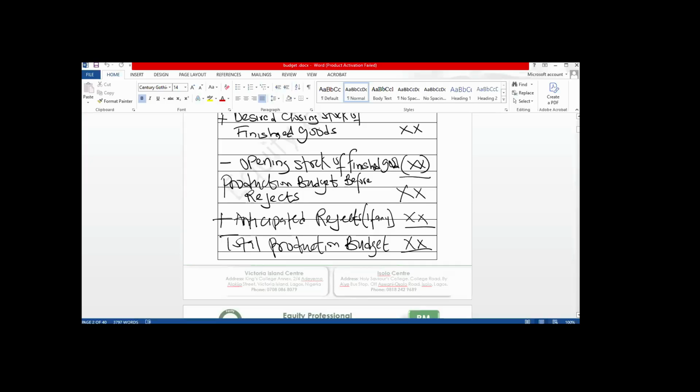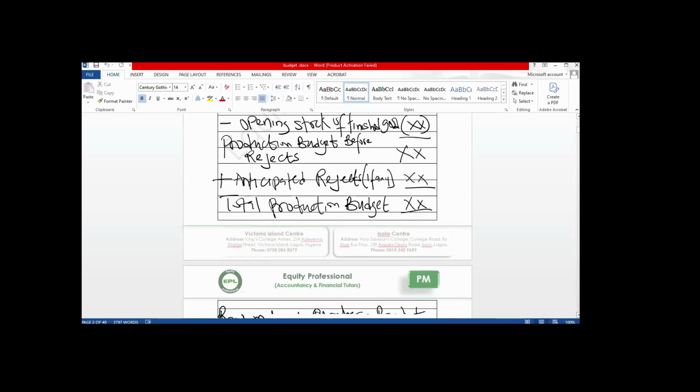We explained that rejects are items produced that are below standard. Some substandard outputs will be thrown into the rejection bin. Only standard outputs will be available for sales. That is production budget.